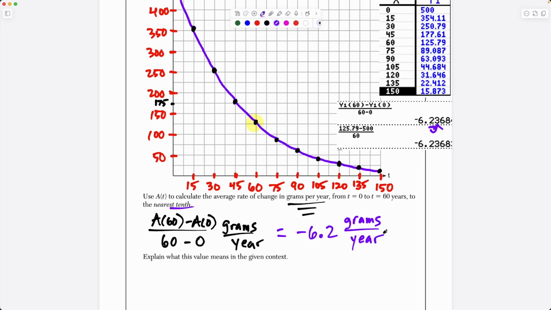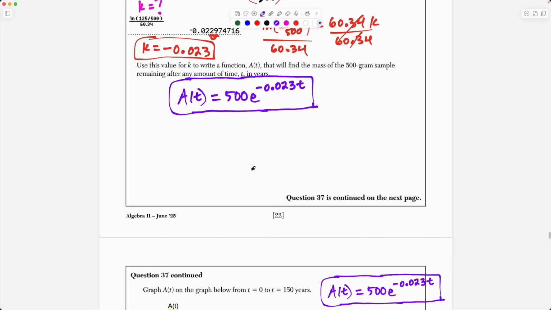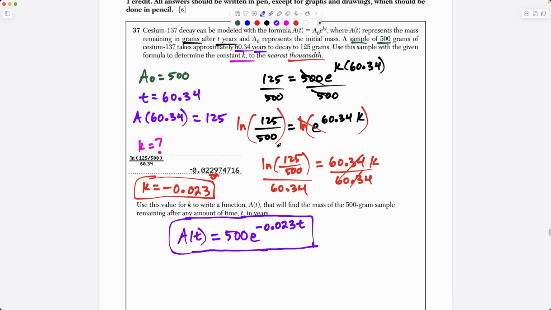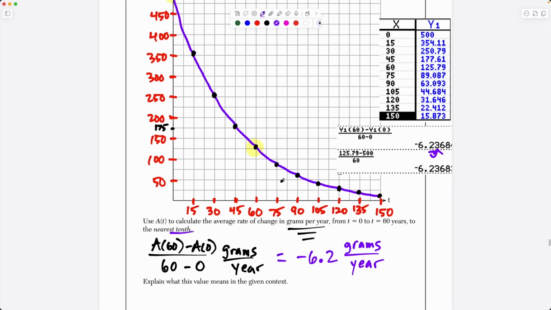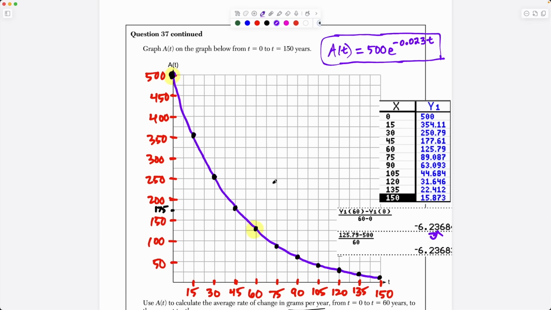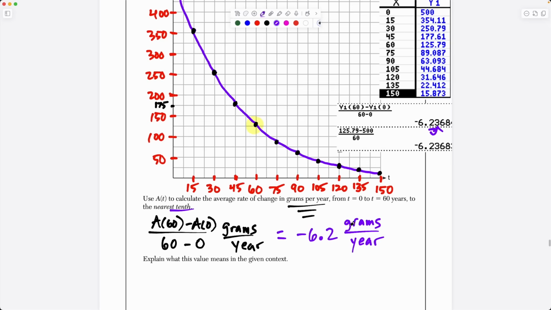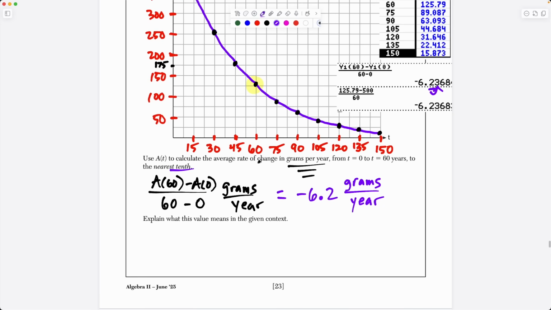And now in the last part, we have to explain what this value means in the given context. So remember, this function was modeling the decay of cesium-137. So what we just found here was the average rate of change. So what this is telling us is that cesium-137 is decaying at an average rate of 6.2 grams per year from t equals 0 to t equals 60 years. It's very important when we write our explanation that we include the time range in which we're calculating this average.